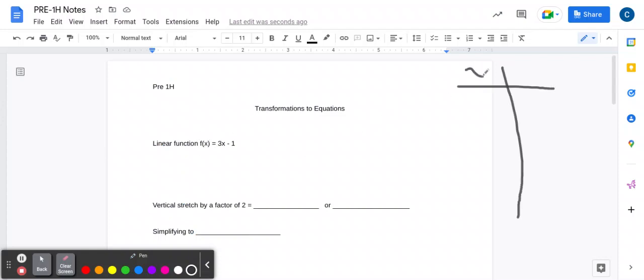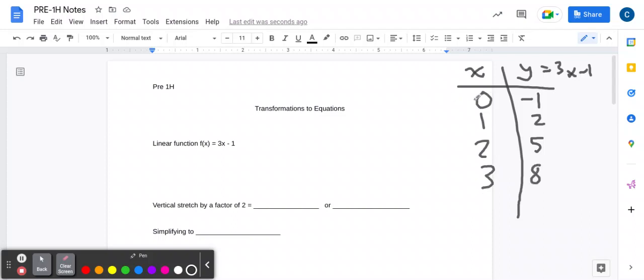All right. And again, we could graph it, we could do points. For x values, we could pick anything we want because a linear function has an unlimited domain. So y equals 3x minus 1. 3 times 0 minus 1 is negative 1. 3 times 1 is 3 minus 1 is 2. 3 times 2 is 6 minus 1 is 5. 3 times 3 is 9 minus 1 is 8.